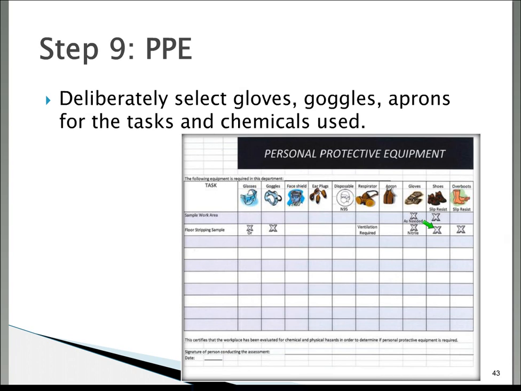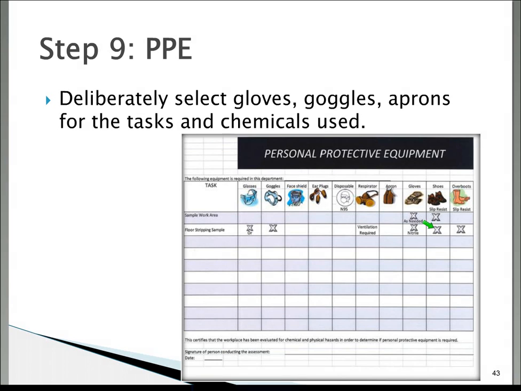In the past 6 months, we've been to several schools where they do the floor stripping, and in that product, the first product that they lay down is corrosive, and we had 2 or 3 people where the floor stripper ate through their sneakers.